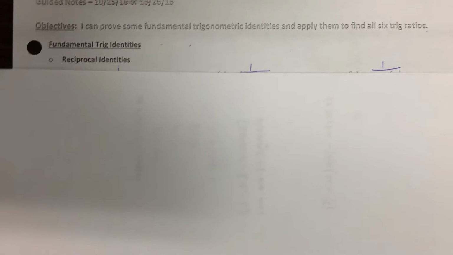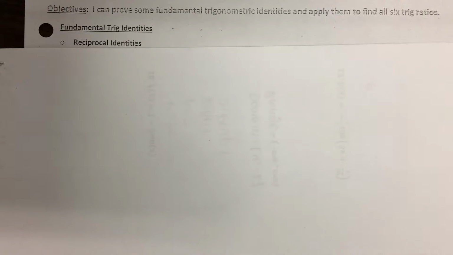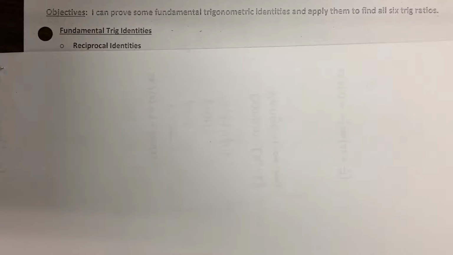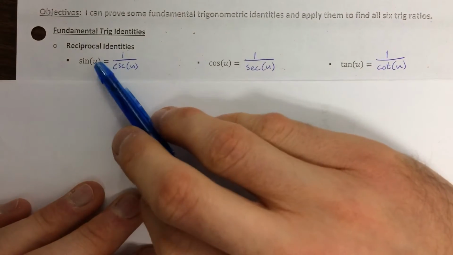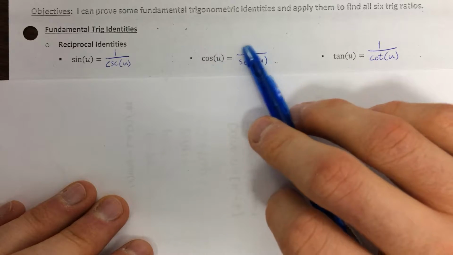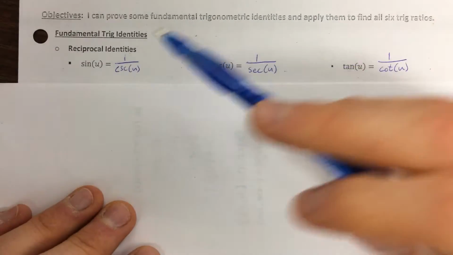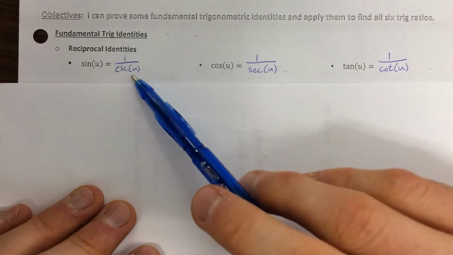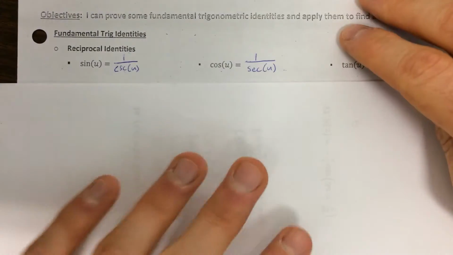Now, I've already written the reciprocal identities, and we should be familiar with this. So, for example, sine, we know, is the reciprocal of cosecant. Cosine is the reciprocal of secant. Tangent is the reciprocal of cotangent. And so we can write those functions like this. Sine is the reciprocal of cosecant. Cosine is the reciprocal of secant. Tangent is the reciprocal of cotangent, right? So these are equivalent expressions. Sine is equal to 1 over cosecant. Cosine is equal to 1 over secant. Tangent is equal to 1 over cotangent.